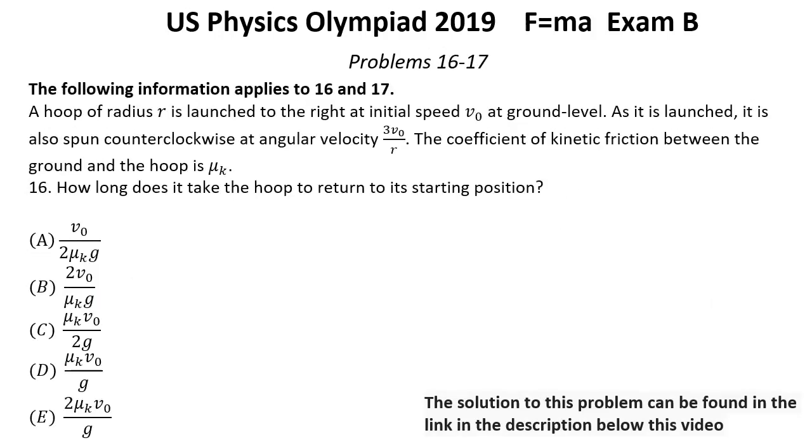Problems 16 and 17. The following information applies to problems 16 and 17. A hoop of radius small r is launched to the right at initial speed v0 at the ground level. As it is launched, it is also spun counterclockwise at angular velocity 3v0 over r. The coefficient of kinetic friction between the ground and the hoop is mu k.